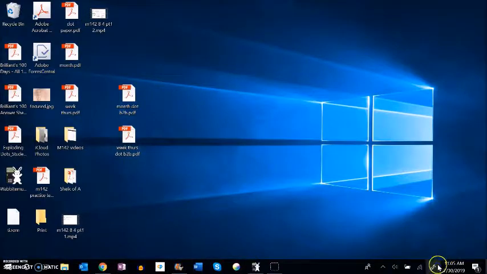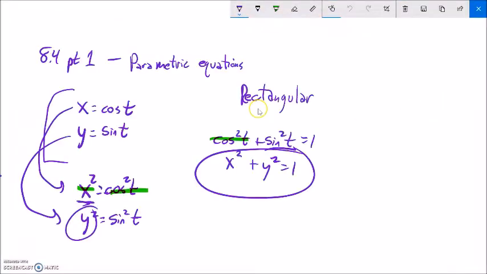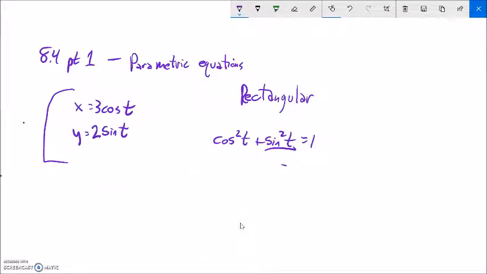So my strategy for taking something that is parametric and in this form, x, y equals cosine and sine, is to manipulate this so it's a cosine squared, manipulate this so it's a sine squared, and then substitute those values into here. Let's do another example like this. So I have this equation, x equals 3 cosine t and y equals 2 sine t.